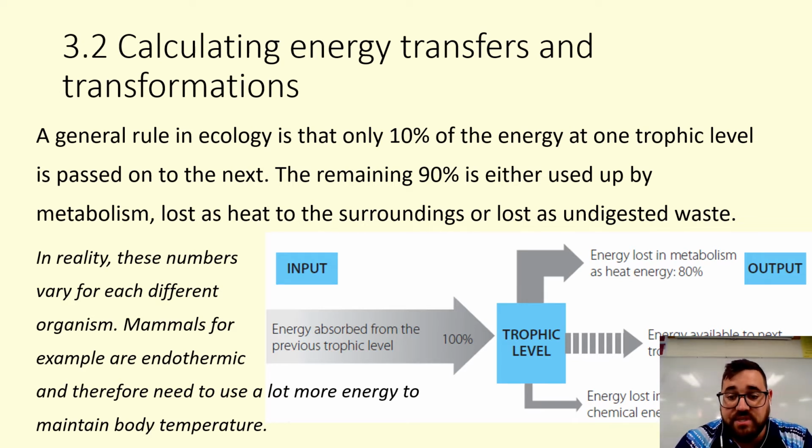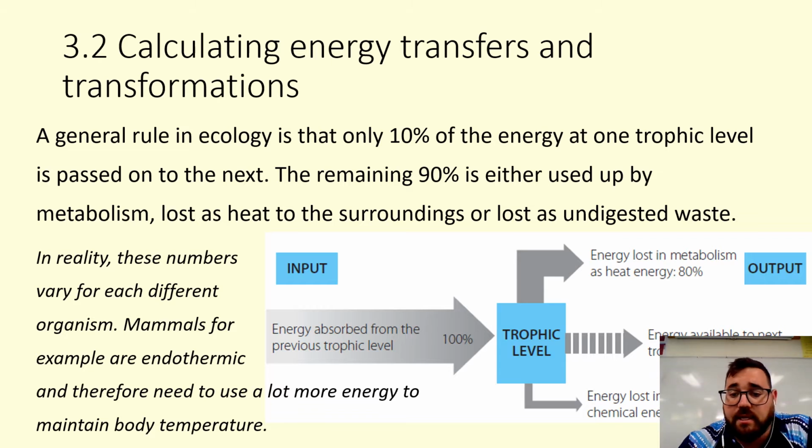The other 90%, generally about 80% of that is used through metabolism, through growth, reproduction, all that stuff we saw before. Another 10% is lost as detritus. So if you think about a human, detritus that we produce would be feces, dead skin, dead hair, that sort of stuff, bits that fall off and die. Okay, the vast majority of this energy though is lost through metabolism and then released as heat energy. In reality, those numbers vary a lot.